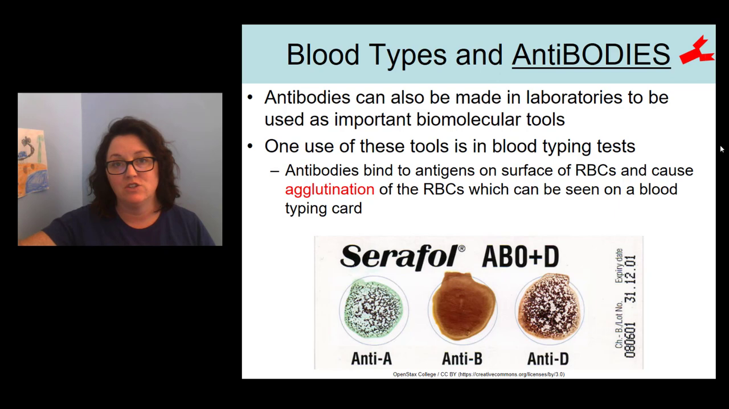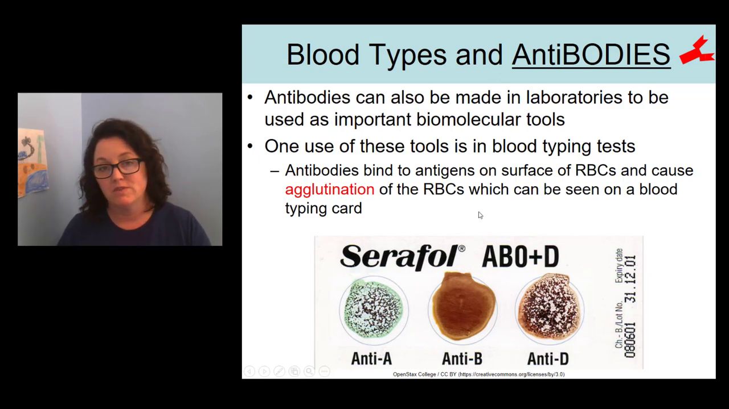Antibodies will bind to antigens on the surface of the red blood cells and cause agglutination. We can actually see that on a blood typing card. That's what we see here in this picture, right? So see how this blood looks very different than this one, right? So what we've done here is we've taken one drop of blood and placed it on the anti-A antibody. From the same person, take a second drop of blood and put it on the anti-B antibody, and then take a third drop of blood and put it on the anti-D antibody, right?